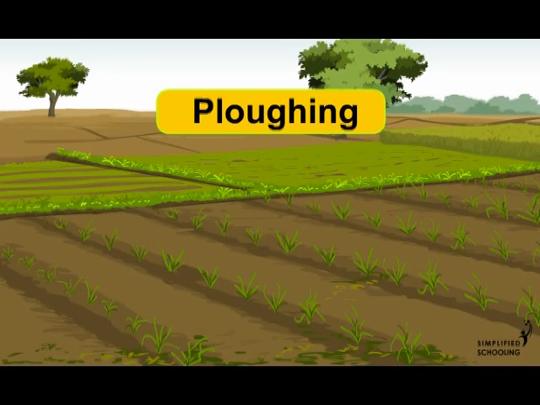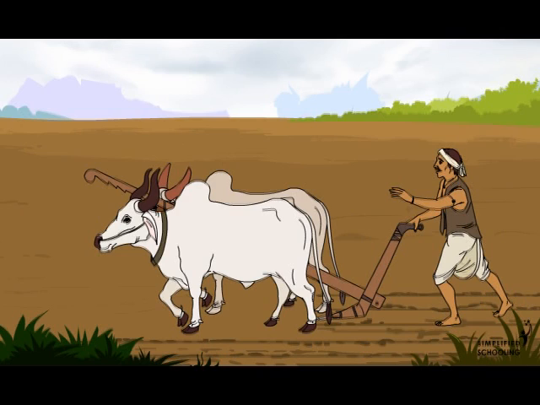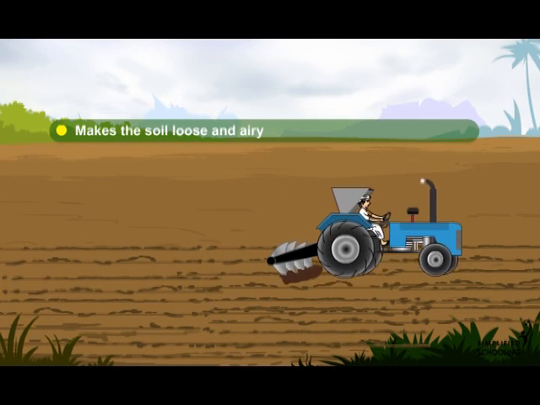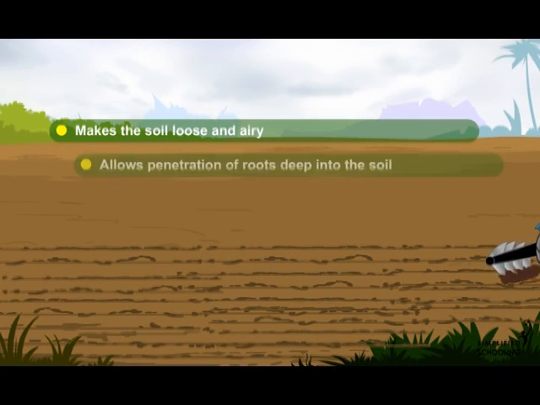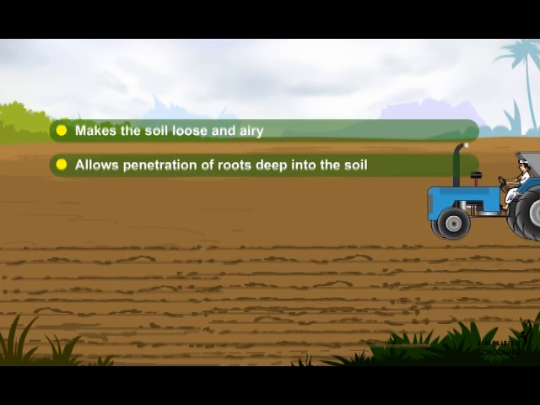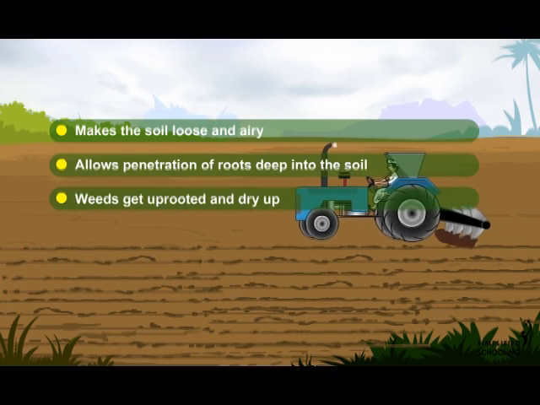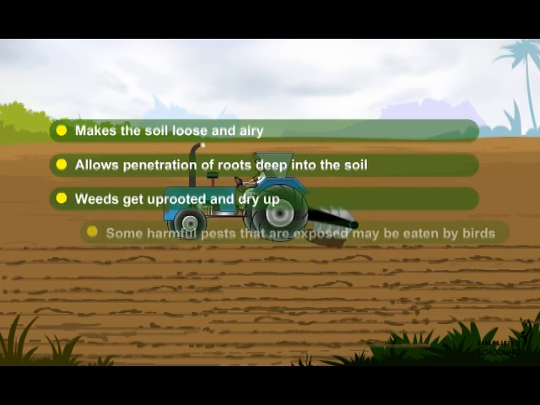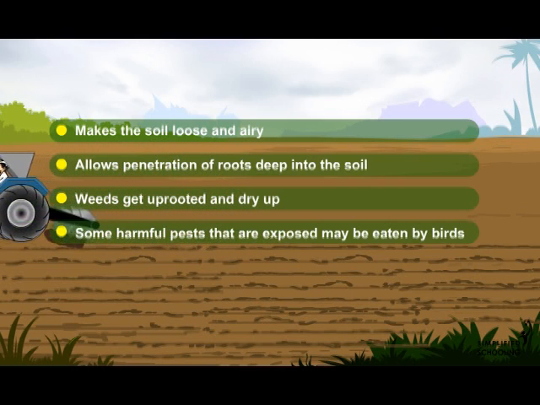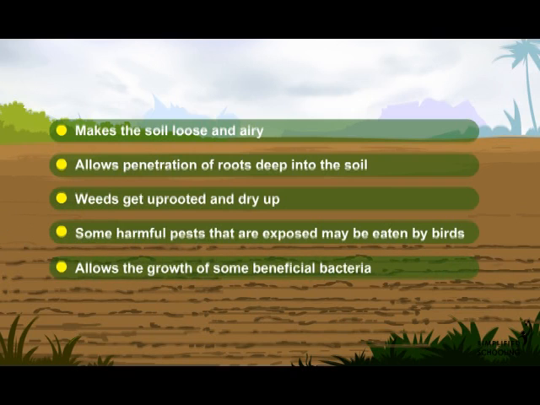Ploughing. The first activity in preparing the soil is ploughing. Ploughing may be done by bullock-drawn ploughs or tractors. This makes the soil loose and airy and allows penetration of roots deep into the soil. Weeds get uprooted and dry up. Some harmful pests that are exposed now may be eaten by birds, and this also allows the growth of some beneficial bacteria.